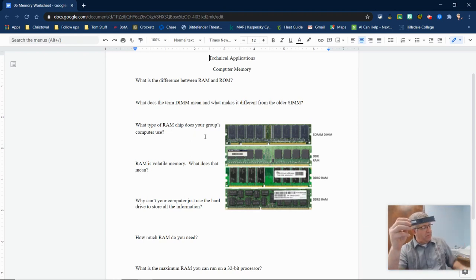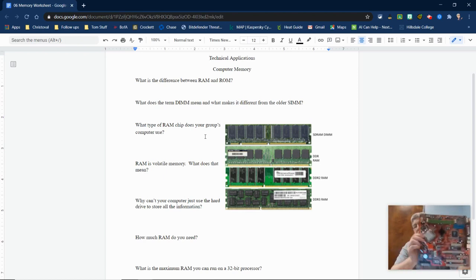I'll put a piece of white paper behind it so you can get an idea of what's going on. You'll notice that there is a notch on that chip. That notch helps us identify what type of RAM it is, and that type of RAM helps us know which type of computer we can actually use it in.